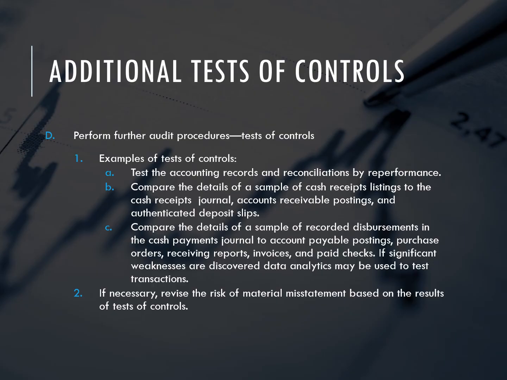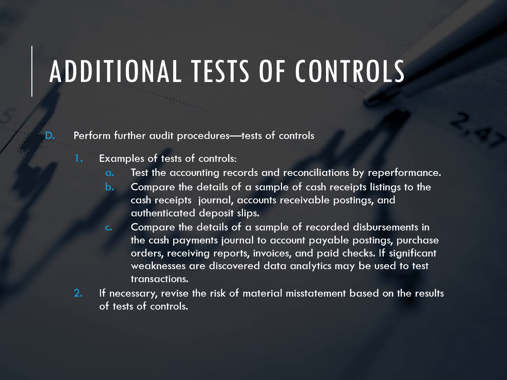All right, additional tests of controls. One of the ways they do this is called reperformance, where you go in and rework the reconciliation and reperform some of the accounting functions to see if it jibes with what they had originally done, if you match that person.